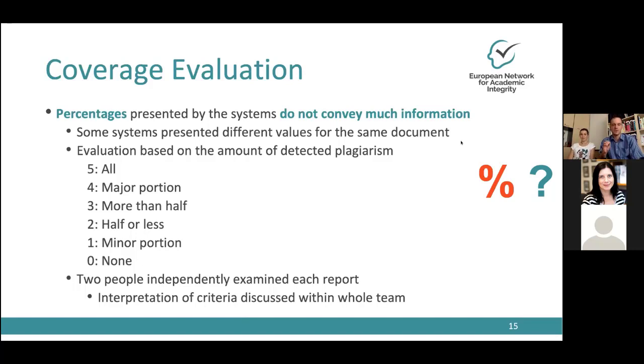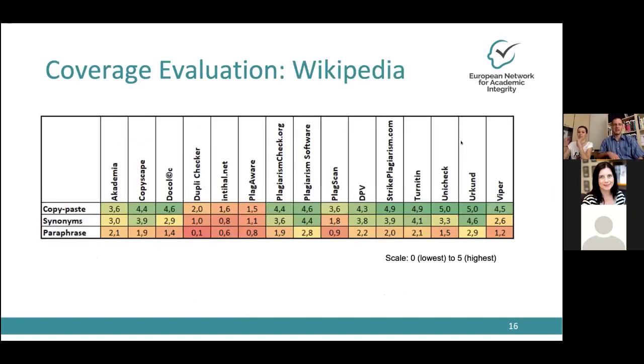So we didn't want to rely on these numbers presented by the systems, and we evaluated the reports by ourselves. So each report was evaluated independently by 2 team members, and then we discussed the differences. So the evaluation was rated from 0 to 5. 5 is the best performance, that the system found everything. 0 means that the system didn't find anything, and yeah, something between means that the system was partly successful. So let's take a look at the results.